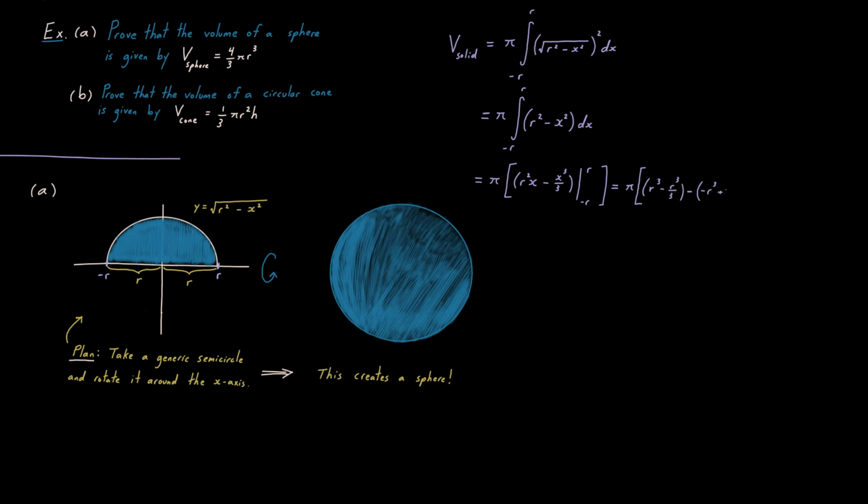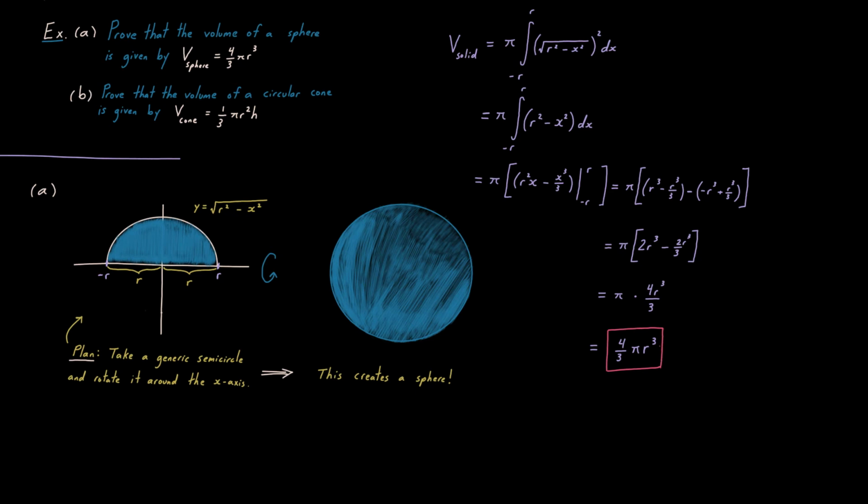Will it come out to be 4/3 pi r cubed, or will it not? We'll just have to wait and see. But it should. Hopefully it will. And I get some common denominators, and I get 4/3 pi r cubed for my volume of a sphere.